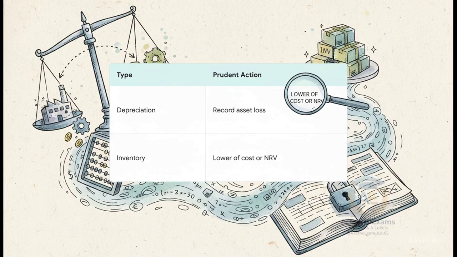With depreciation, the prudent action is actively recording the loss of the asset's value over time. You have to account for that wear and tear. For inventory valuation, prudence dictates we value it at the lower of historical cost or net realizable value. Doing these adjustments properly is what maintains the total integrity of our final financial statements.